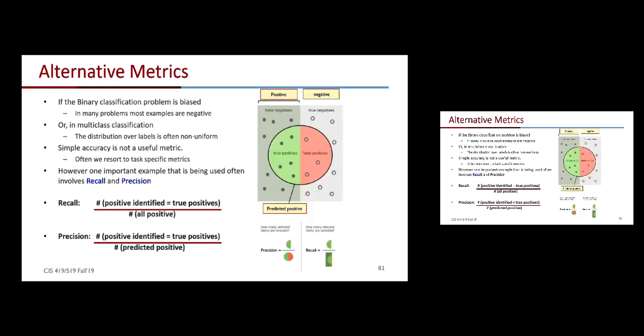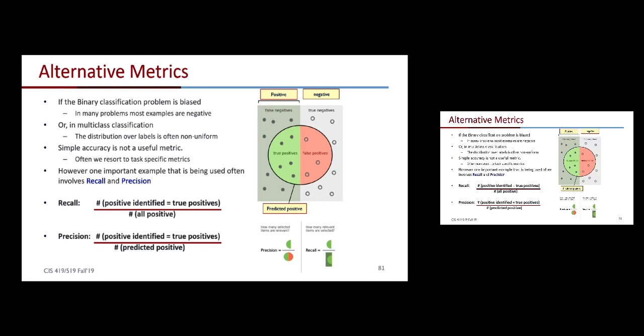Let's look at it in this picture here. So what do you see here? On the left side, the darker green are my positive examples. On the right side, my negative examples. Okay? Now, what you see in the circle are my predictions.